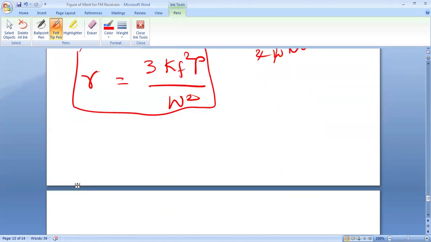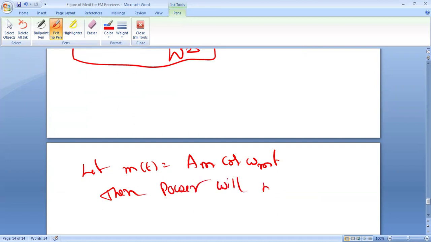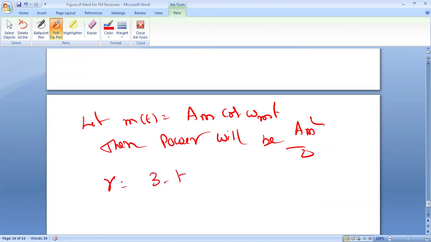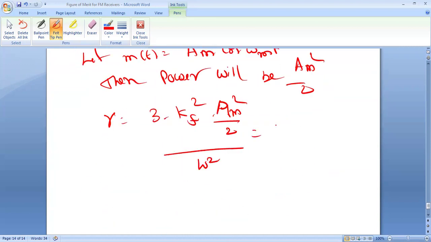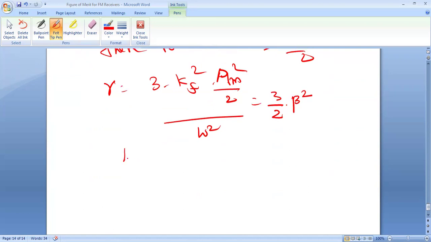For further analysis, let us consider one specific case. Let m(t) be a single tone signal, A_m cos(ω_m t). Then the single tone message signal power will be A_m squared by 2. If we substitute, gamma equals 3 into K_F squared into P, where P means A_m squared by 2, by W squared. This will be equal to 3 by 2 into K_F A_m, which is delta F, and delta F by W is beta, squared. Thus, whenever the beta value is larger, for example let beta equal 1, then gamma is equal to 1.5.